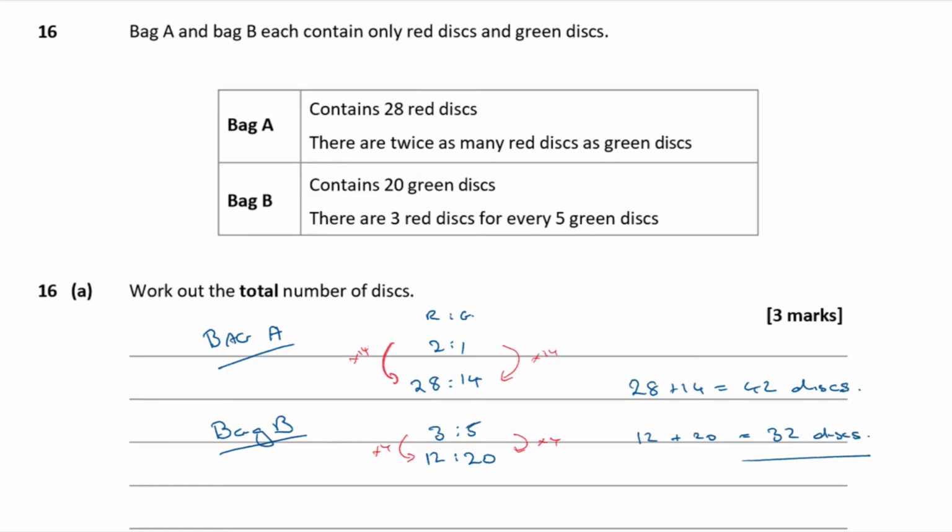Then adding those up, 42 plus 32 comes to 74. So there are 74 discs in total.